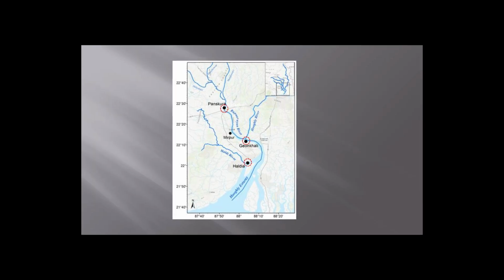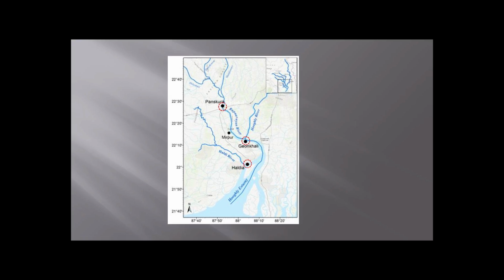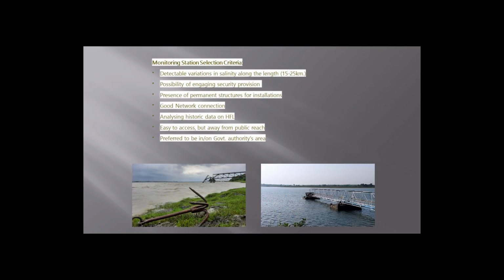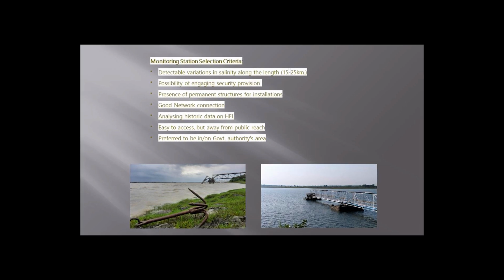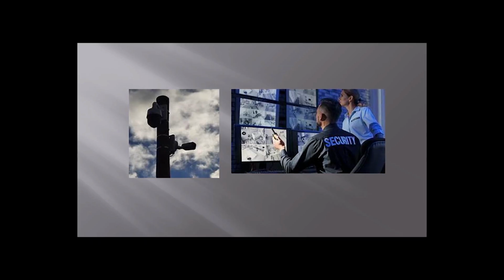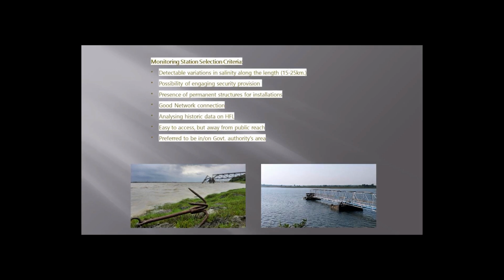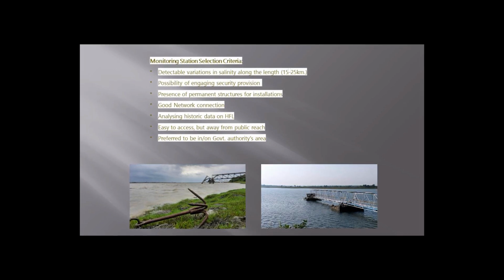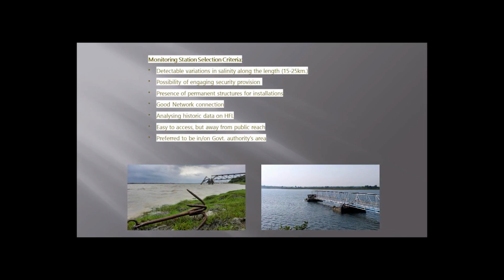The river stretch, as I said earlier, is in the eastern part of India. The monitoring stations were in Haldia, Geonkhali and Kolaghat, approximately 30 to 35 kilometers apart. The selection of monitoring locations was based on different factors like detectable variations in salinity along the length, possibility of engaging security provisions, presence of permanent structures for installations, analysis of historical data of HFL, that is high flood level, easy to access but away from public reach, preferred to be in government lands or the government authorities' area.